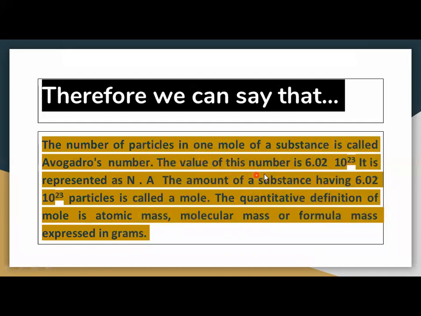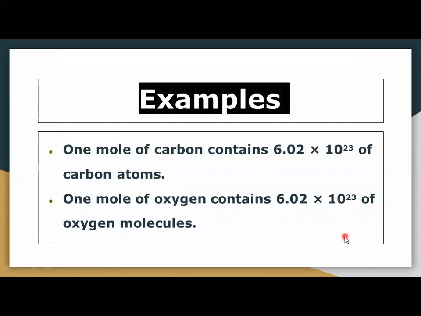Therefore, we can say that the number of particles in 1 mole of a substance is called Avogadro's number. The value of this number is 6.0×10^23. It is represented by Na. The amount of a substance having 6.0×10^23 particles is called a mole. The quantitative definition of mole is atomic mass, molecular mass, or formula mass expressed in gram. Examples: 1 mole of carbon contains 6.0×10^23 carbon atoms.